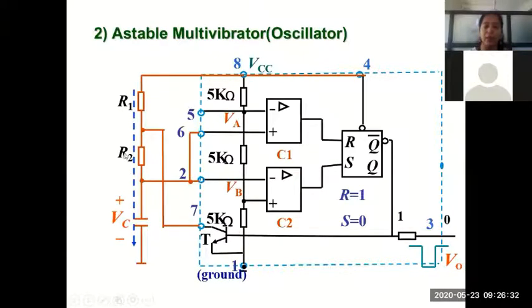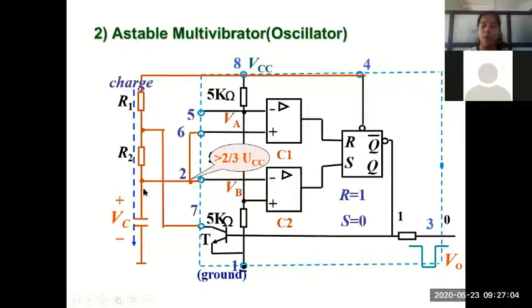What is the path for charging? Through the resistors R1, R2 and C. So this capacitor tries to charge towards VCC through this path. Now, as the capacitor is trying to charge towards VCC, its voltage starts increasing exponentially. We know the capacitor starts gaining charge or voltage exponentially. So this is the path for the capacitor to charge.